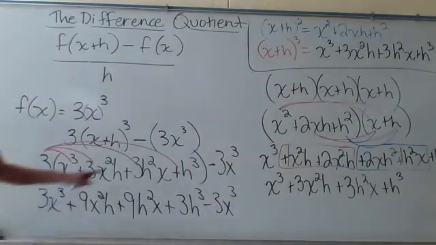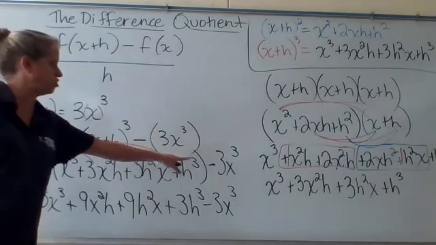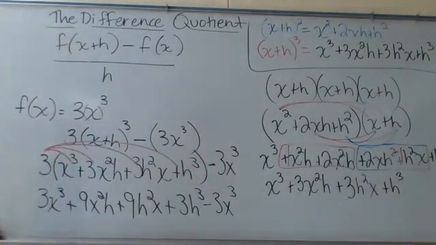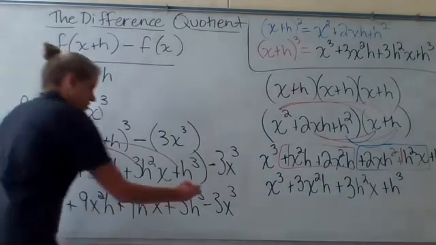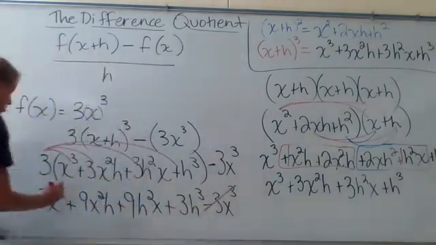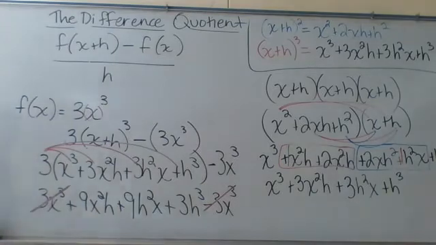Now, the only thing that I had to distribute that minus to was that 3x cubed. So that's the only thing that's going to clean up here. This negative 3x cubed will cancel out the positive one.